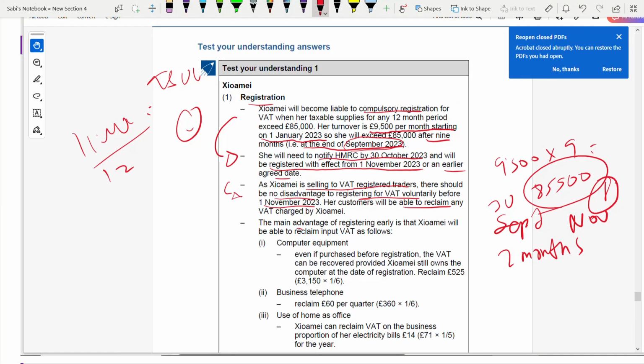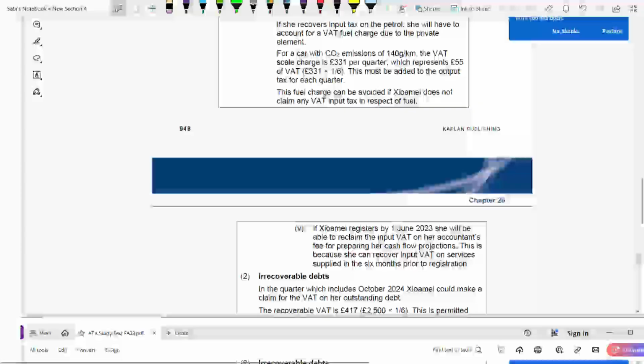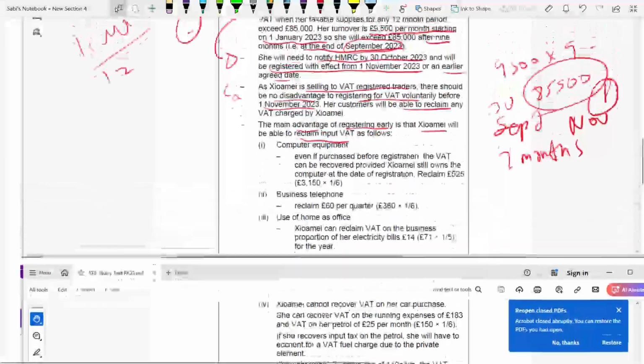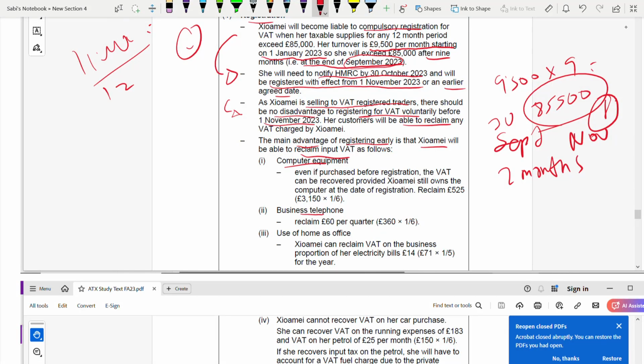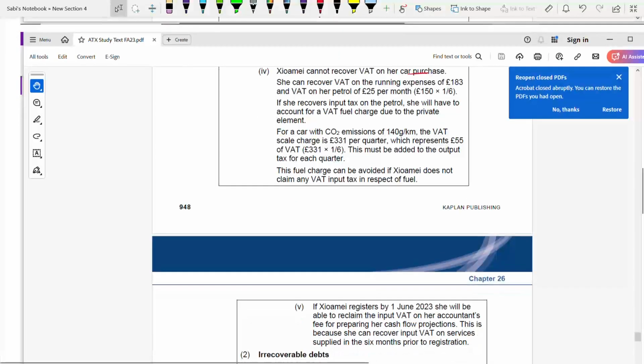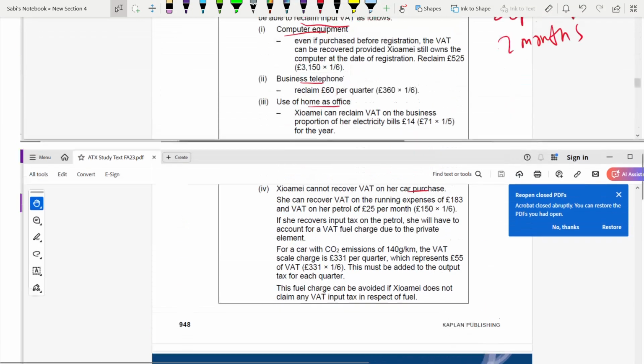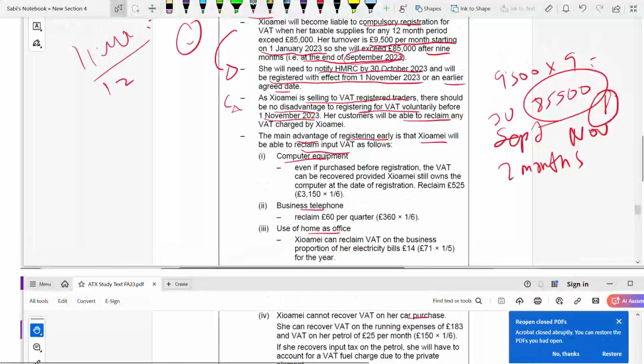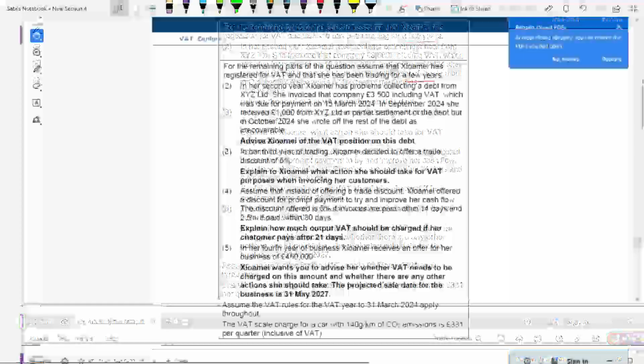So the main advantage of registering early is that Xiaomi can claim the input VAT as follows. On this they can claim the input VAT. The items are the computer equipment, business telephone, use of home as an office, and car purchase, and we'll talk about the cash flow projections. First we'll go through the computer equipment.